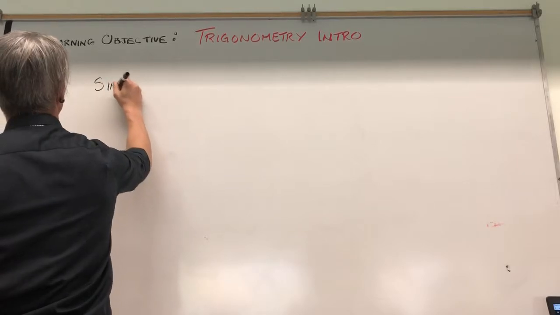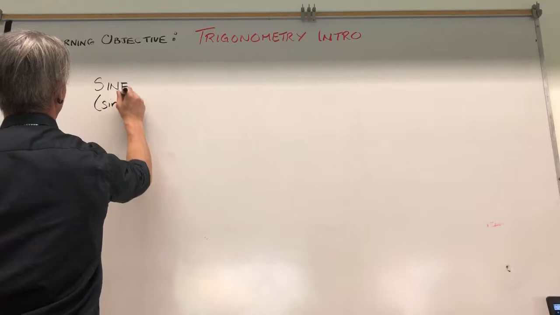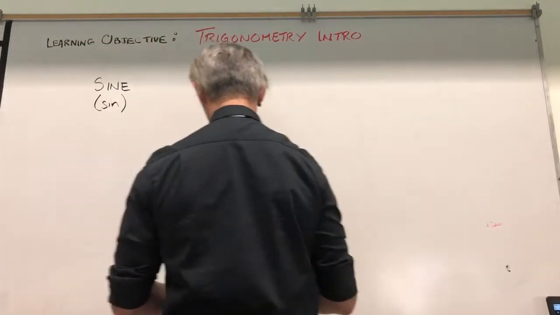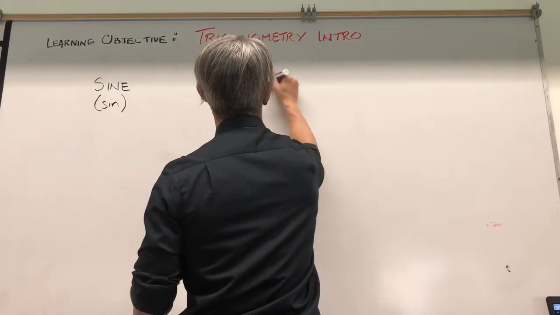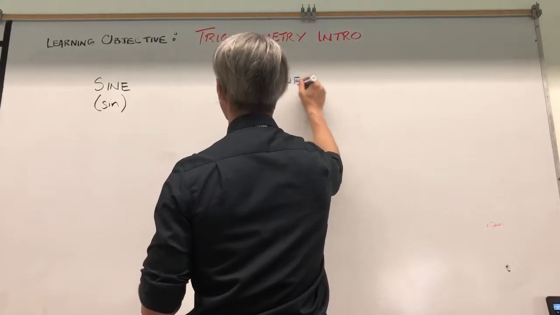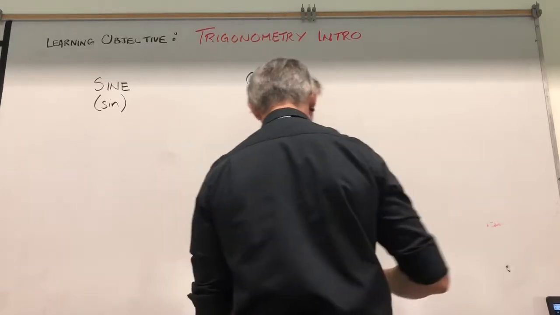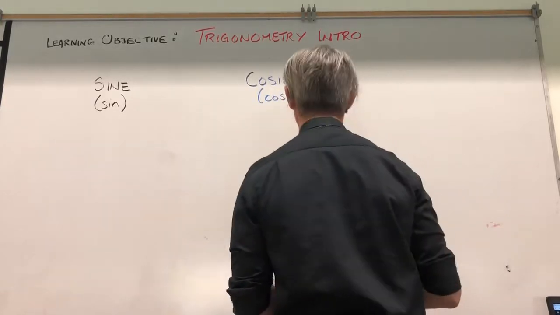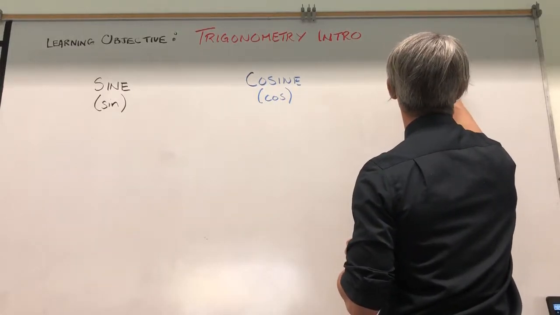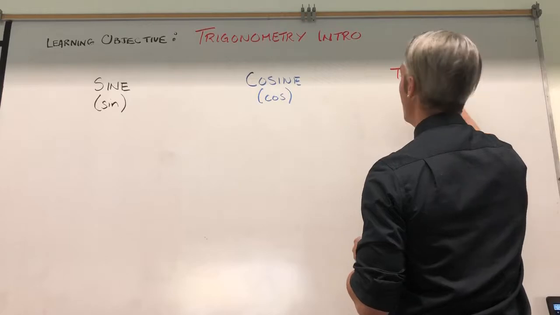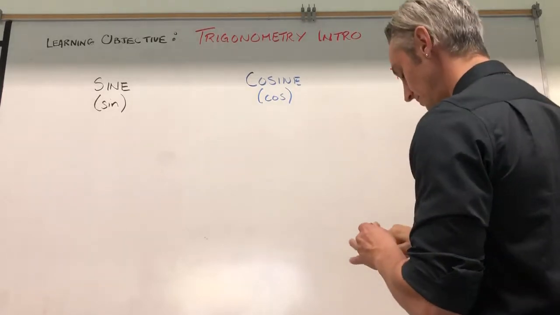Those three ratios are sine, or we use the word sin, cosine, which we use cos for short, C-O-S, and tangent, which I think you spell like this, I don't know, which we use T-A-N.